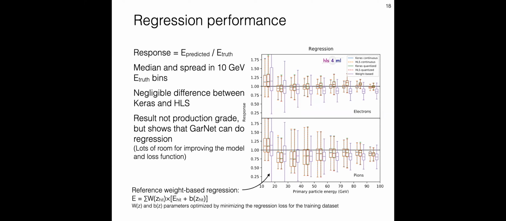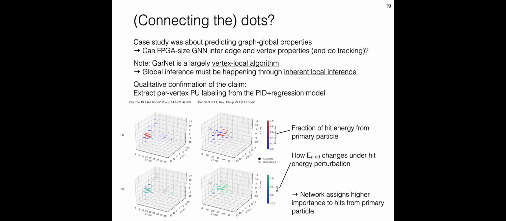And then there's also the reference that it doesn't perform as well. So this was all about clustering and calorimetry and this tracking conference. Is this relevant? And so the question is, can we FPGA-size GNNs to infer edge and vertex properties, so the local properties, and therefore do tracking?